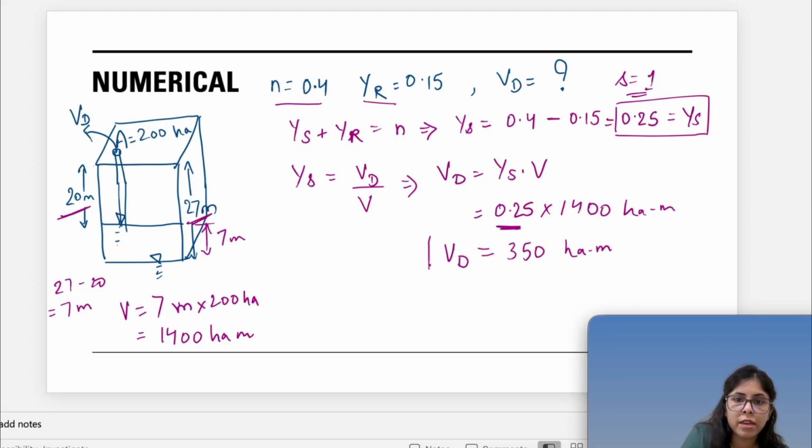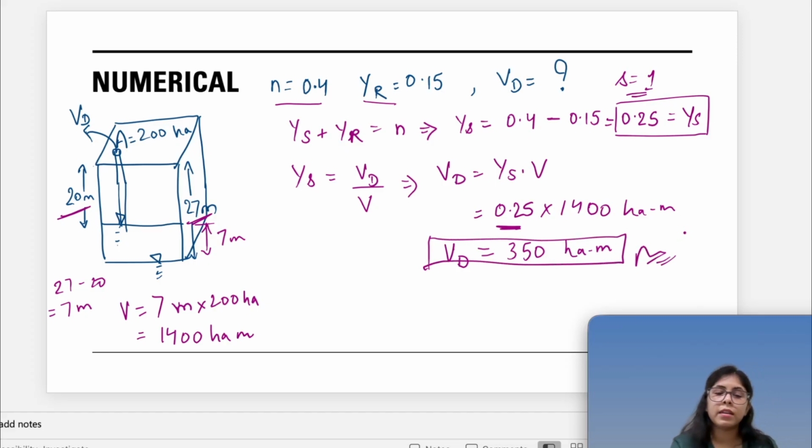So this is Vd. By this I can understand that if the ground with the porosity of 0.4 is having 1400 hectare meter of water, we can drain only 350 hectare meter from the soil. This is what the numerical is saying. So I hope you guys got the idea.